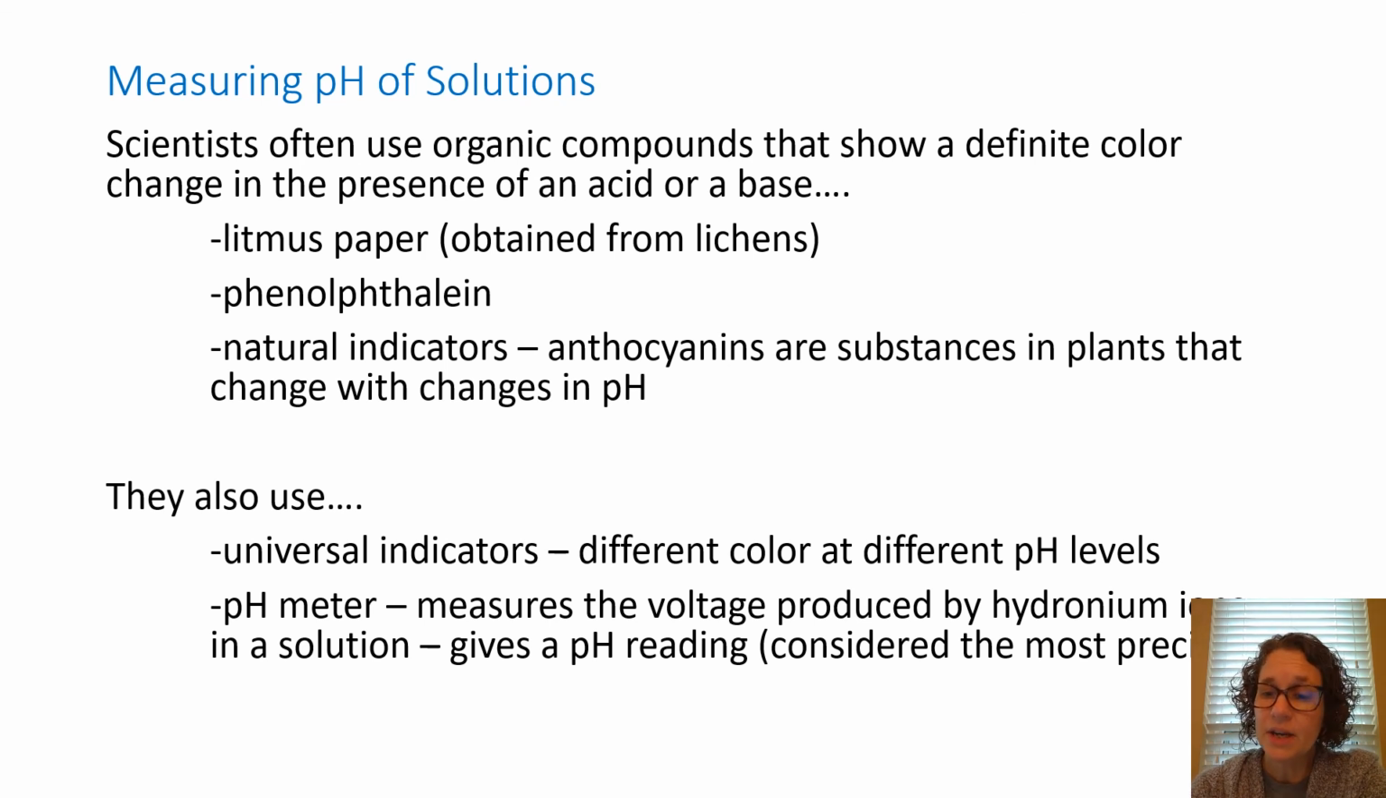So pH is important to know, and it's our last little part of acids and bases.